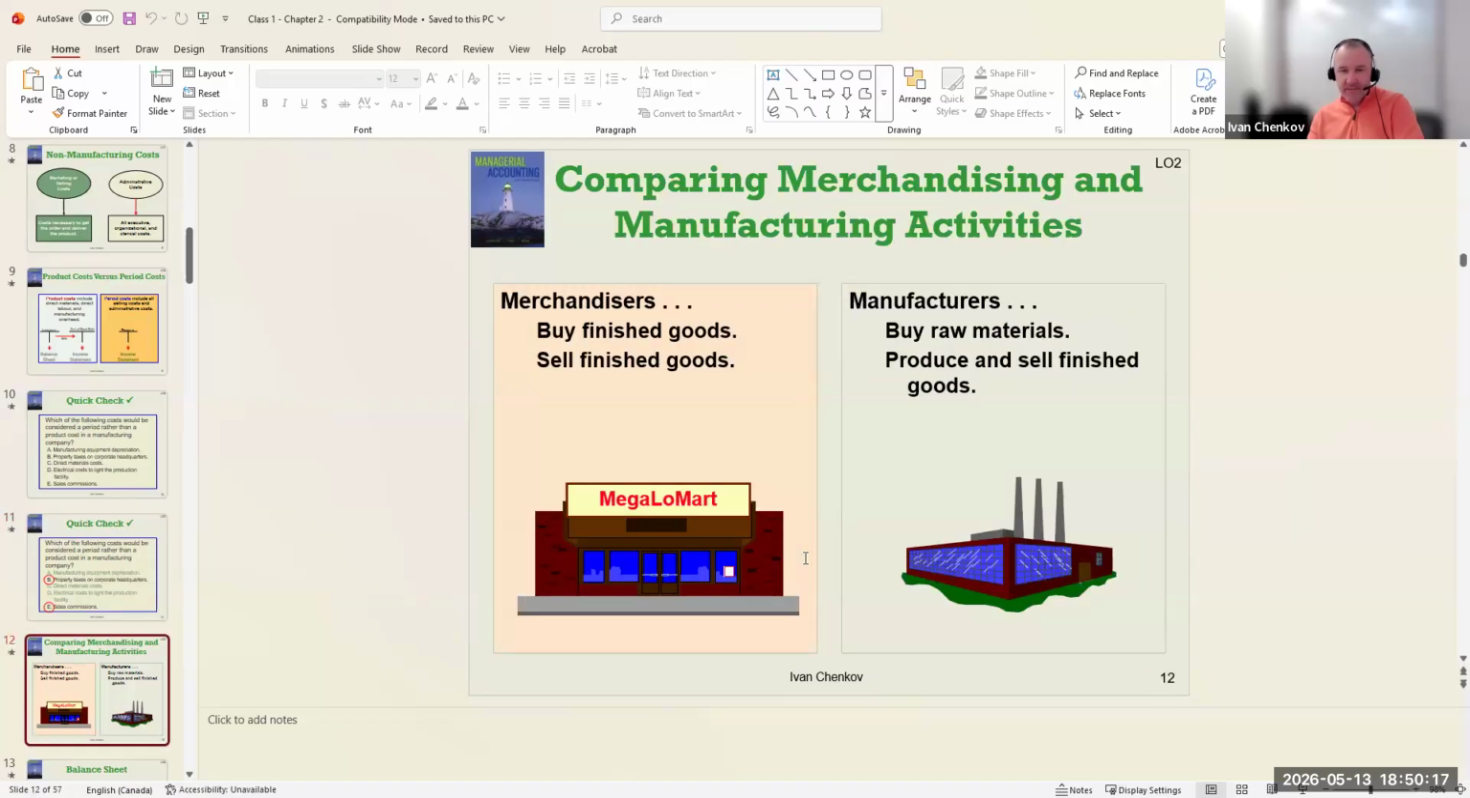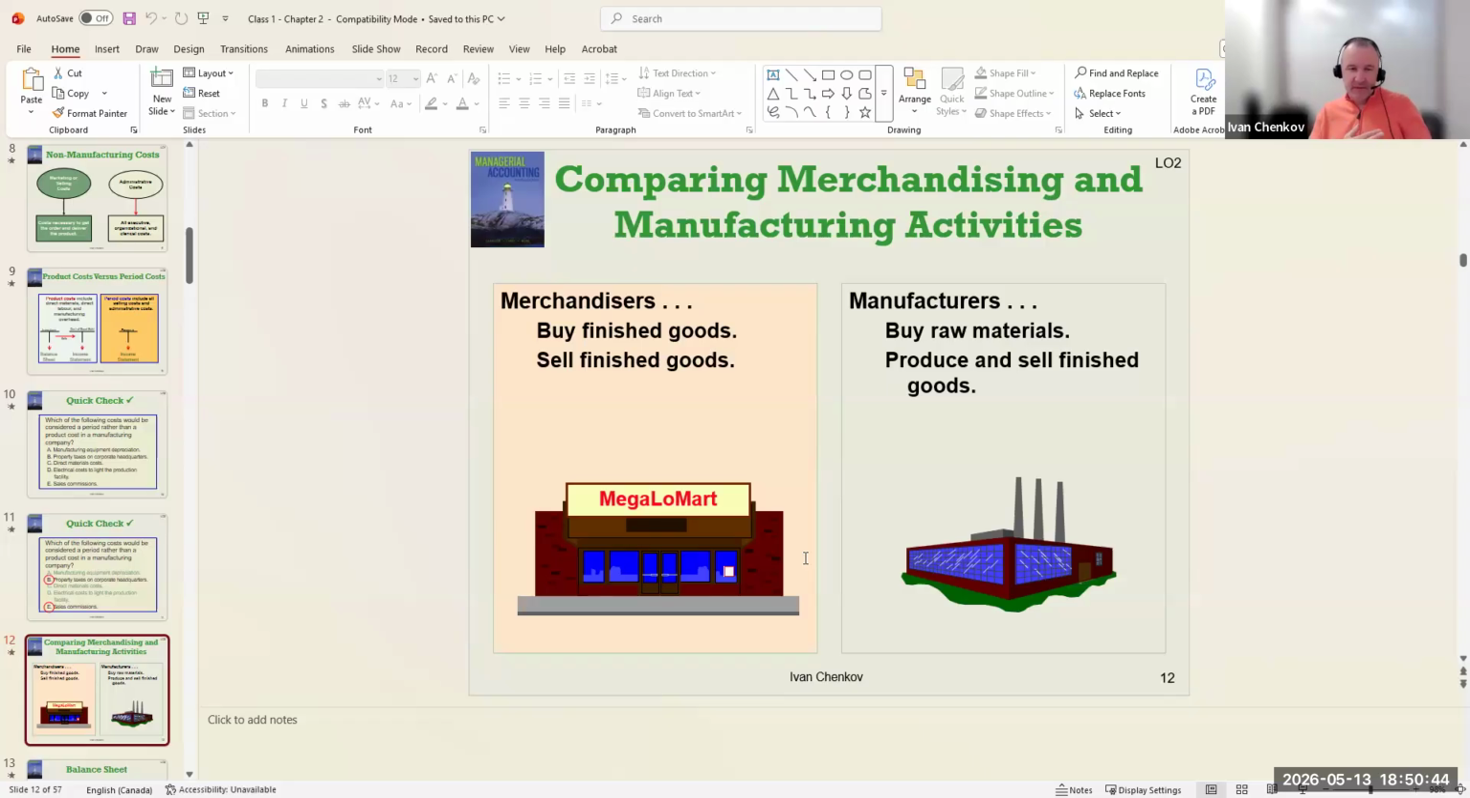Now let's see what kind of businesses we have in North America. Technically, we have three types of businesses, not four, three. One is called sales. One is called service. The other business is called merchandising business. And the last one is manufacturing business.